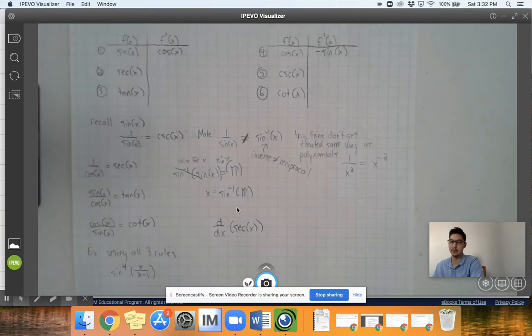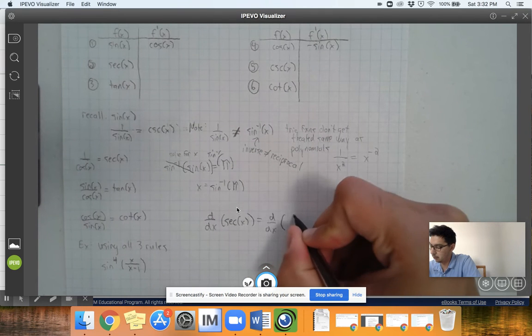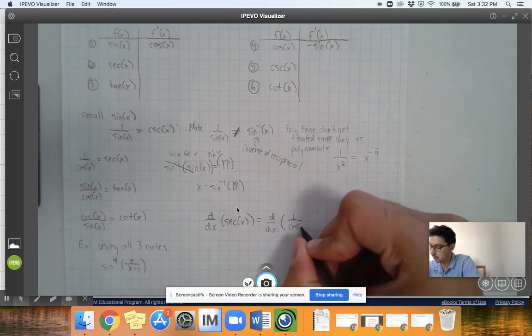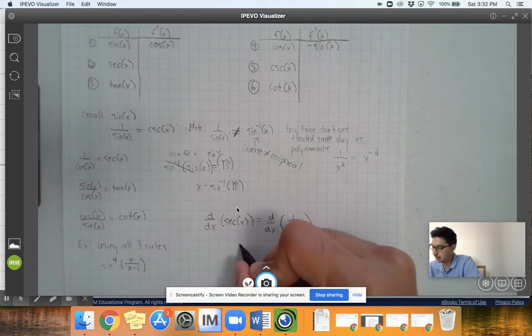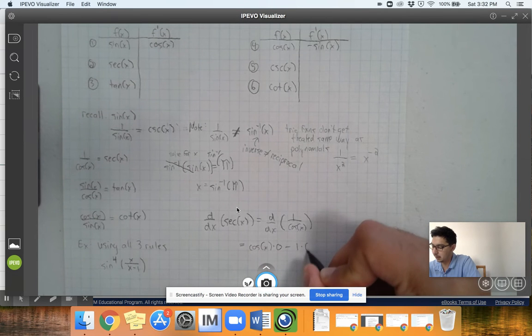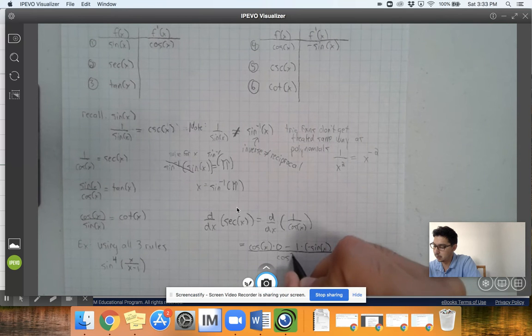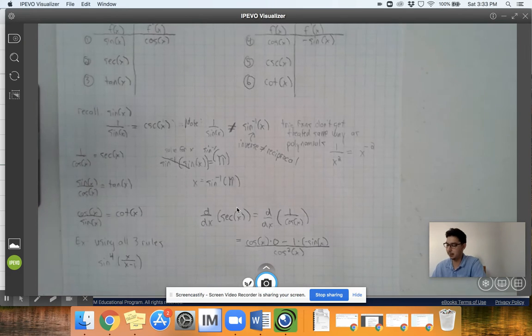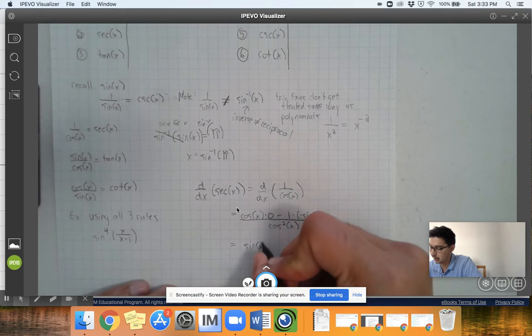Okay. Now, using our rules, we can write this as the derivative of 1 over cosine of x, because remember secant is 1 over cosine. And then the quotient rule says the bottom times the derivative of the top, which would be 0, minus the top times the derivative of the bottom, all over the bottom squared. Simplifying this, that all goes to 0, so we're going to get positive sine of x over cosine squared x.